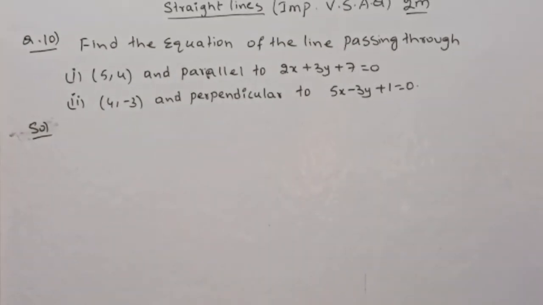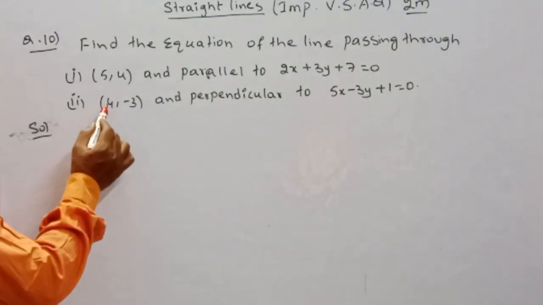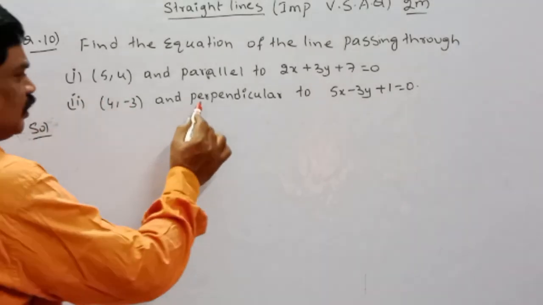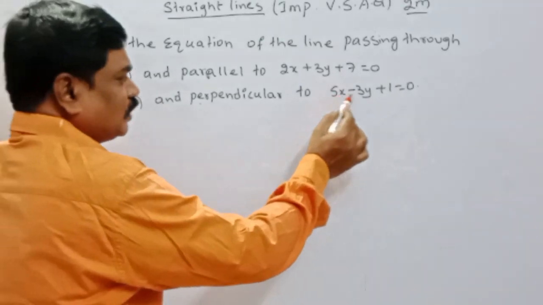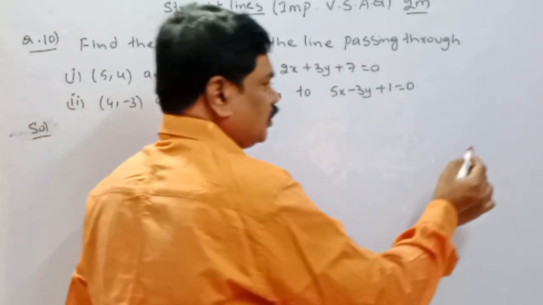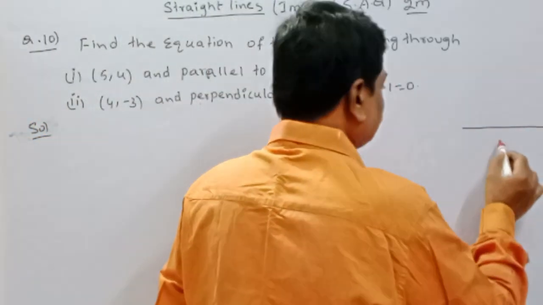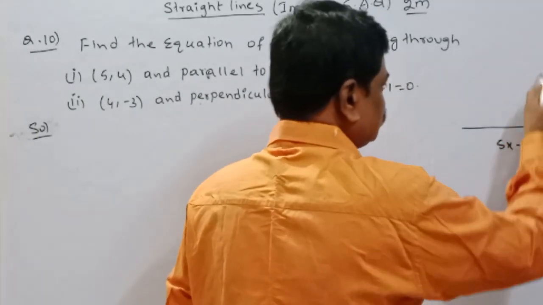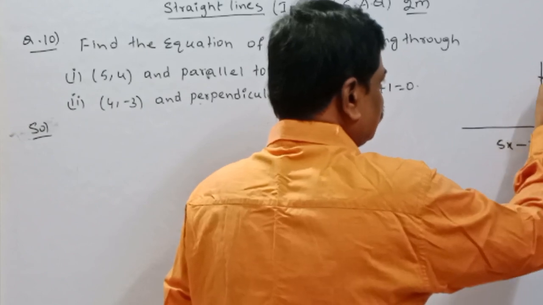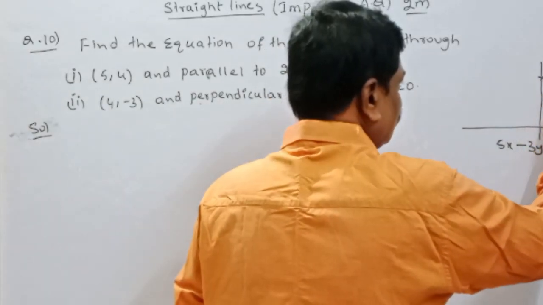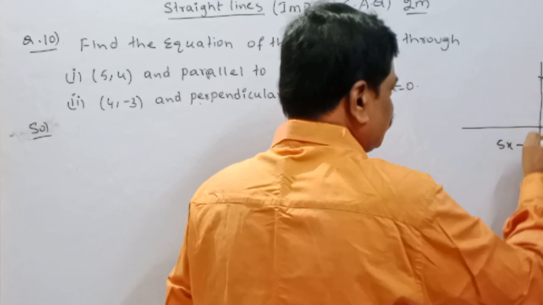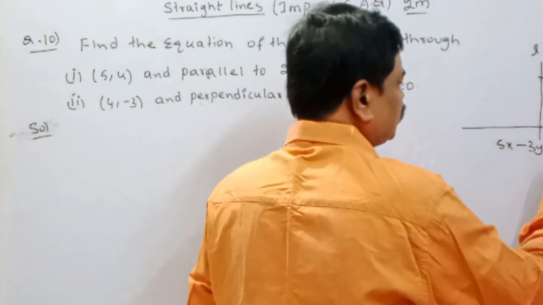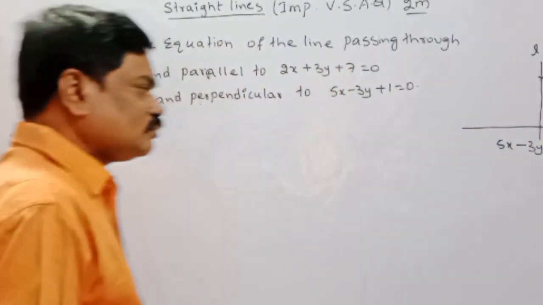Here is the second problem. Find the line equation passing through (4, -3) and perpendicular to the line 5x - 3y + 1 = 0. You see, this is the line 5x - 3y + 1 = 0, and this is the line passing through (4, -3) and perpendicular to it. Let this be line L1 and this be line L2.